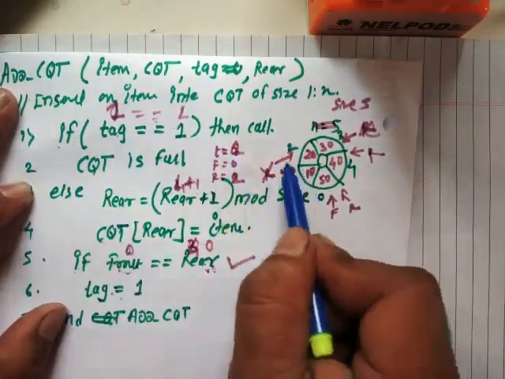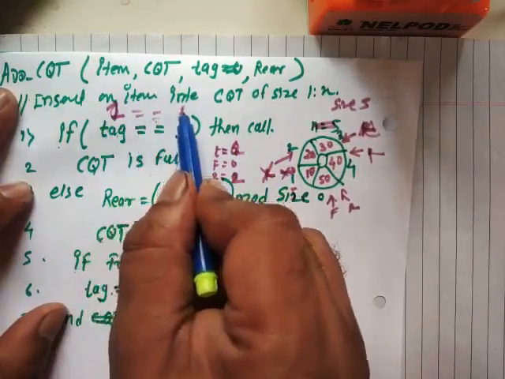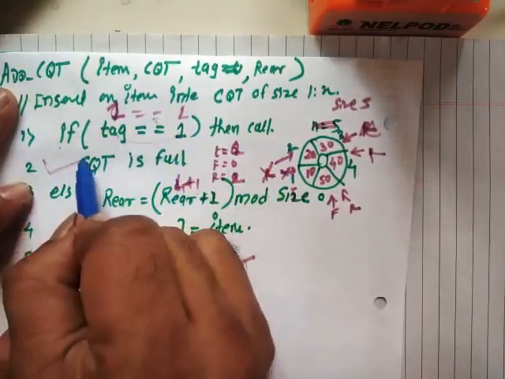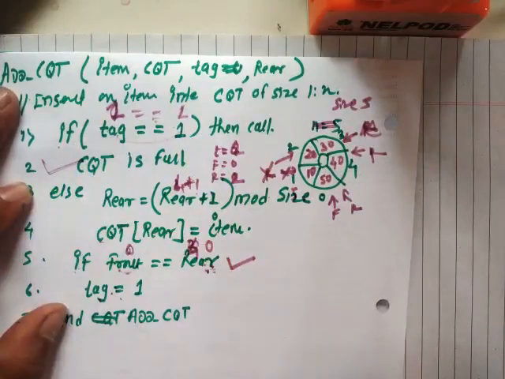Now if tag value, what is tag value? 1. 1 is equal to condition satisfied. It will say circular queue with tag is full. So you cannot insert more elements.